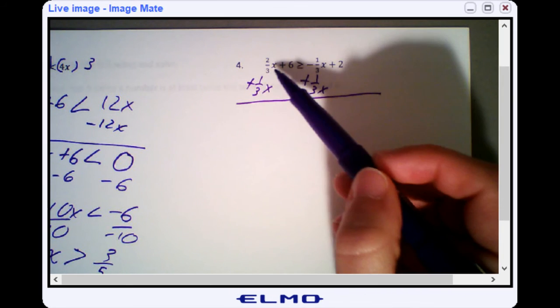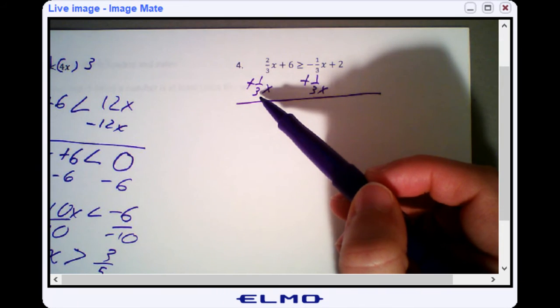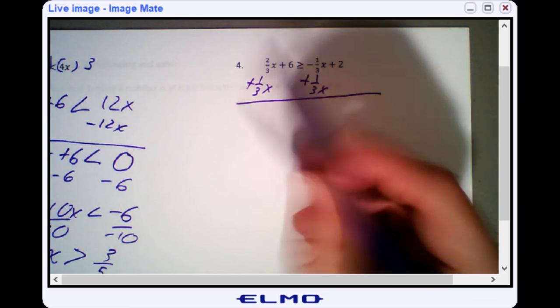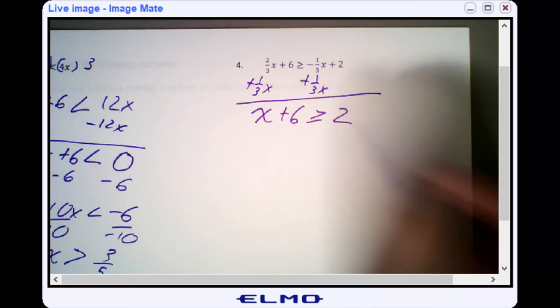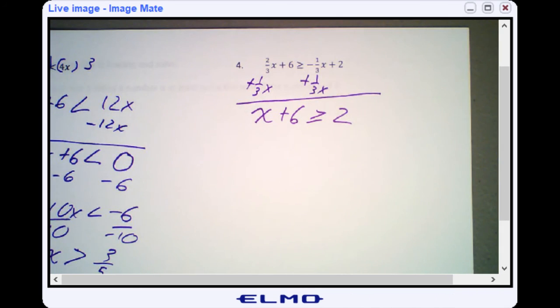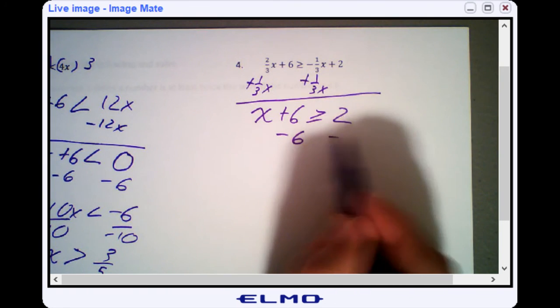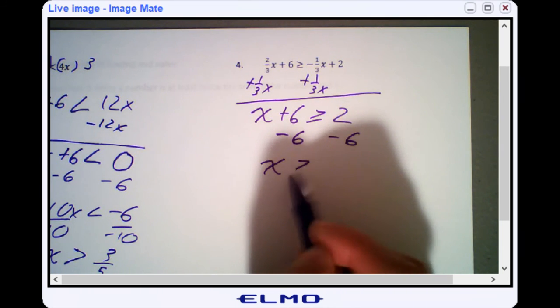So 2/3 x plus 1/3 x gives me 3/3, which is just 1. So we're just going to get x plus 6 is greater than or equal to 2. And I'm like, phew, the fractions are gone. I want numbers on the right, so I'm going to subtract 6. I'm going to get x is greater than or equal to negative 4.